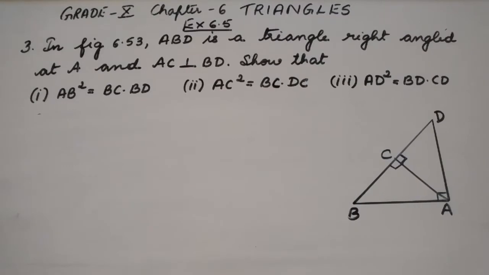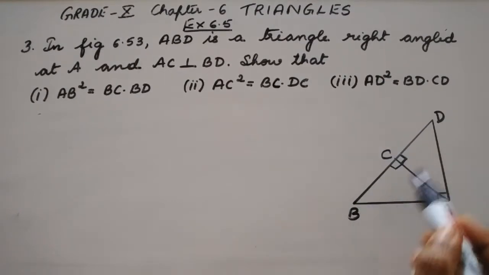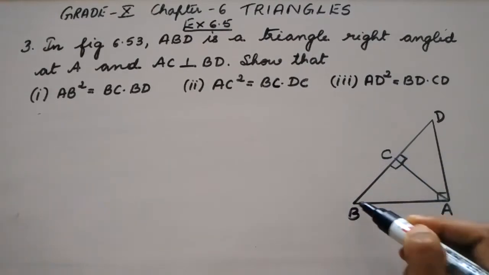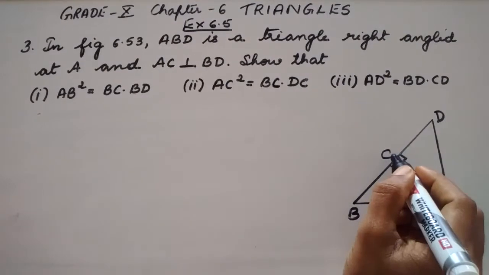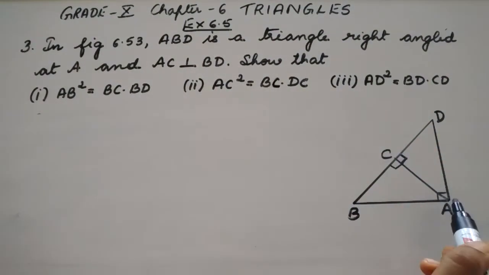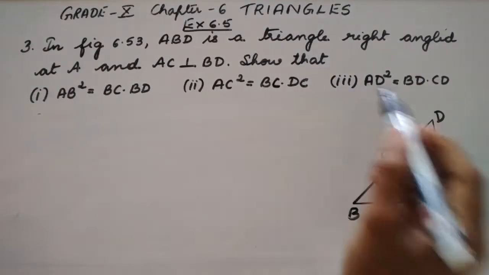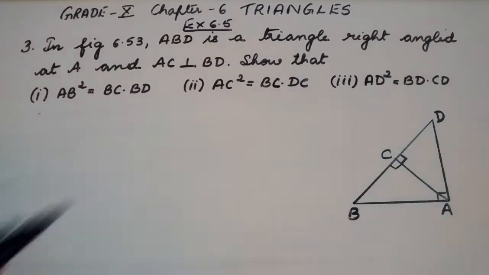Problem number 3. In figure 6.53, ABD is a triangle right angled at A and AC is perpendicular to BD. Show that, first, AB square is equal to BC into BD. Second, AC square is equal to BC into DC. And third, AD square is equal to BD into CD.